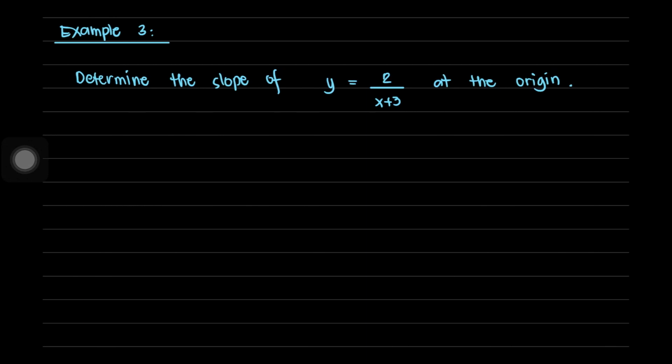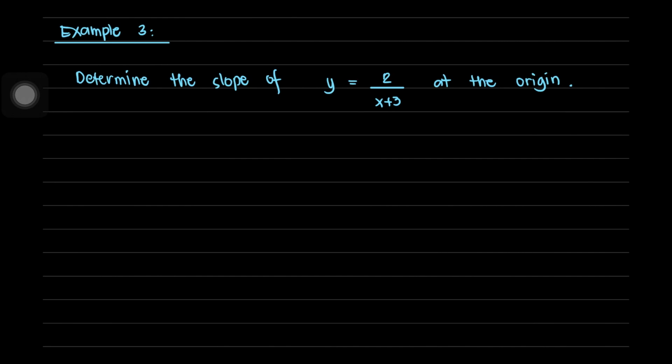Alright, so let's have another example here. Determine the slope of y equals 2 over x plus 3 at the origin. In the beginning of our discussion in derivatives, the slope of a function at any given point is equal to the derivative of the function. So, if we can determine the derivative of the function, and there is a given point, we're just going to substitute the given point into the derivative of the function.